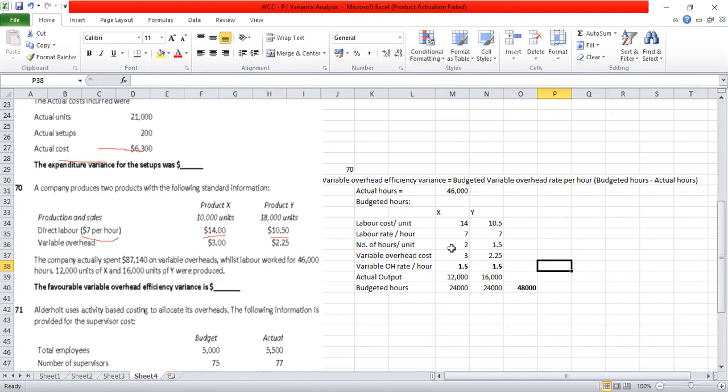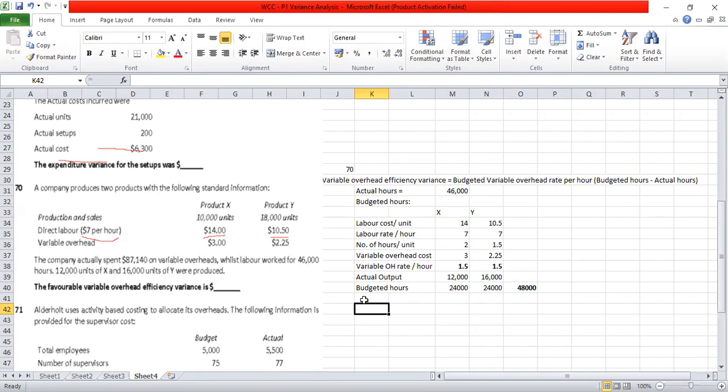Otherwise, we have to separate the budgeted hours if it was separate. Let's say if instead of 1.5 this was something else, then we have to apply this formula separately for x, separately for y. Because this one is the same 1.5, we can take it in one single step. We can finish it off. What if the rates were different? Then apply this formula separately for x, separately for y.